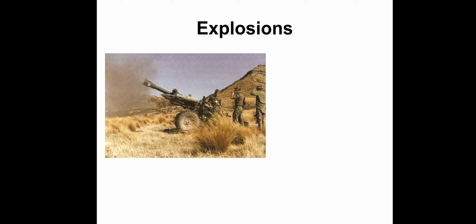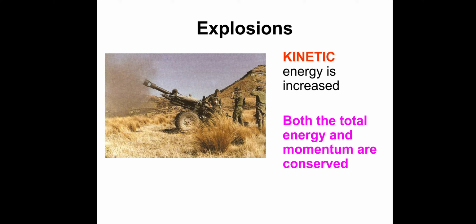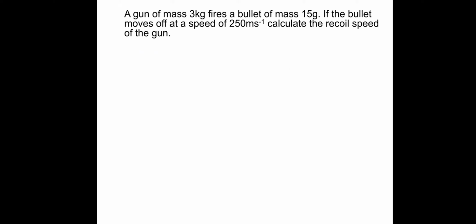So in an explosion, kinetic energy is increased and both the total energy and total momentum are conserved. So what I'm going to do is show you a question, show you how to answer it. So here's an example. A gun of mass 3 kilograms fires a bullet of mass 15 grams. If the bullet moves off at a speed of 250 meters per second, calculate the recoil speed of the gun.